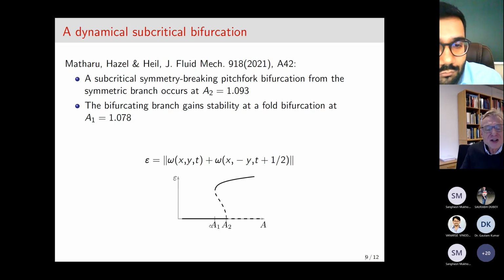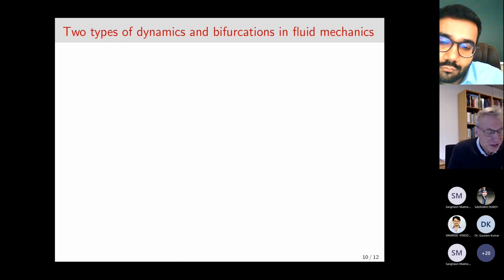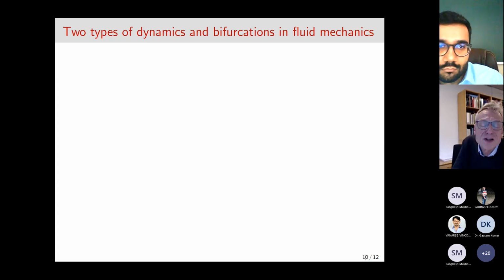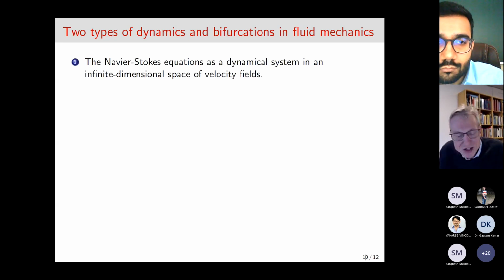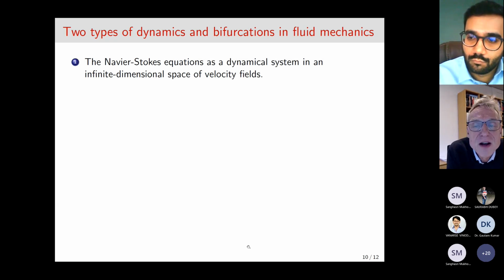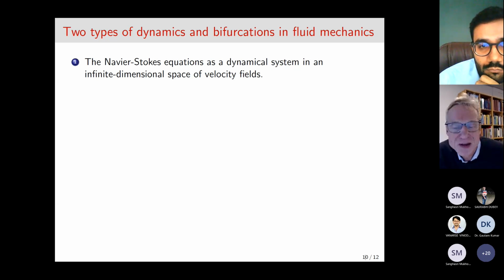On top of these topological bifurcations I've shown you, there is also this dynamical bifurcation occurring. And at this stage, I would like to spend just 2 minutes discussing the different types of bifurcations in fluid mechanics. I think that's a point that's often overlooked because there are essentially two dynamical systems at work here. One is the Navier-Stokes equations, which you can think of as a dynamical system in an infinite dimensional space of velocity fields.